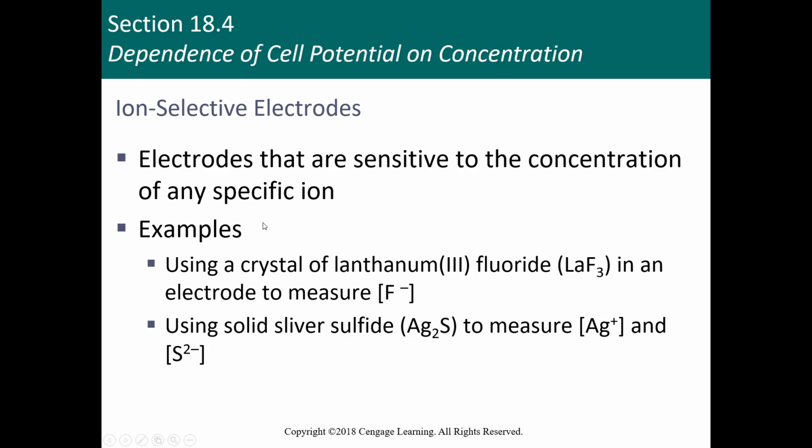Anyways, some great examples of this. These are a bit older examples, but they're just good examples. They work nicely. Using a crystal of lanthanum 3 fluoride, LaF3, in an electrode to measure F minus. You can use a solid silver sulfide to measure Ag plus and S2 minus. And so these ion selective electrodes, you're going to have an electrode that is sensitive to the concentration of any specific ion because they're going to have a half reaction at known concentrations in that electrode.